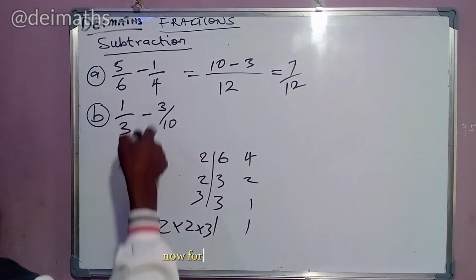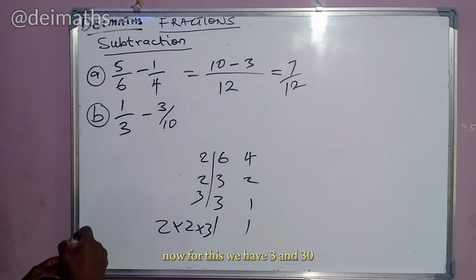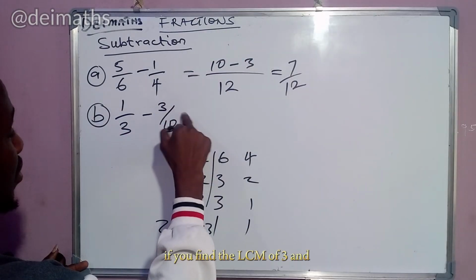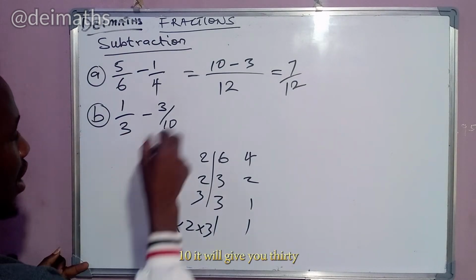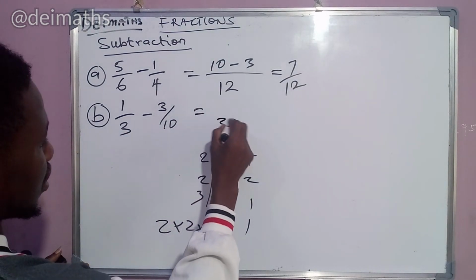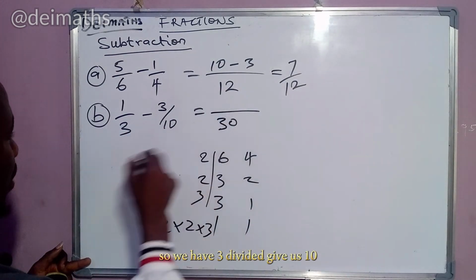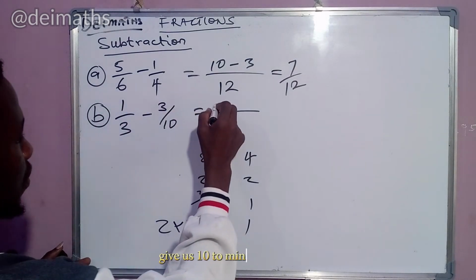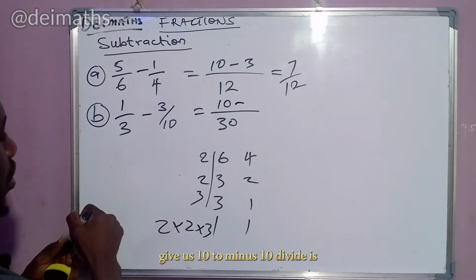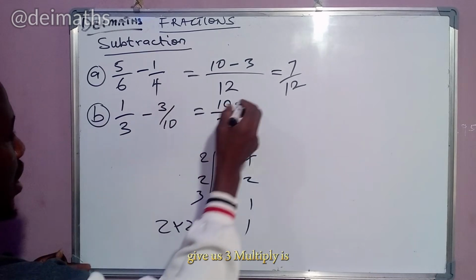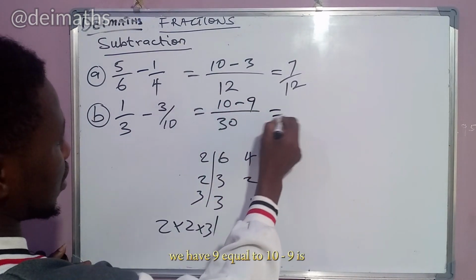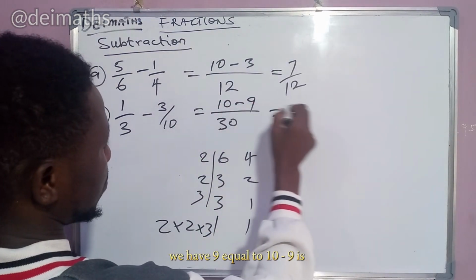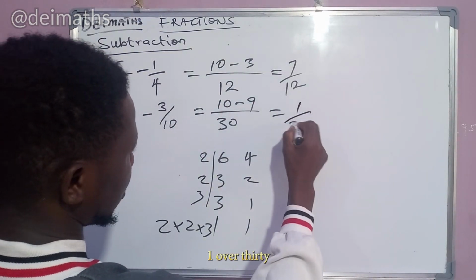Now for this, we have 3 and 10. We find the LCM of 3 and 10 to give you 30. So we have 3 divide this, give us 10, multiply it by the numerator, give us 10 times 2, minus 10 divide this, give us 3, multiply it, we have 9, equal to 10 minus 9 is 1 over 30.